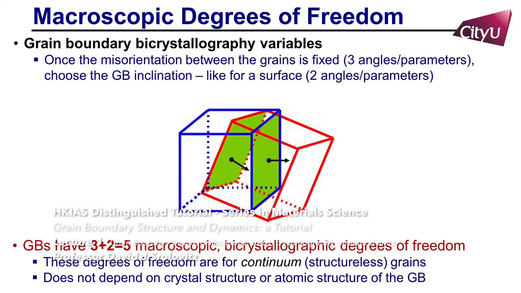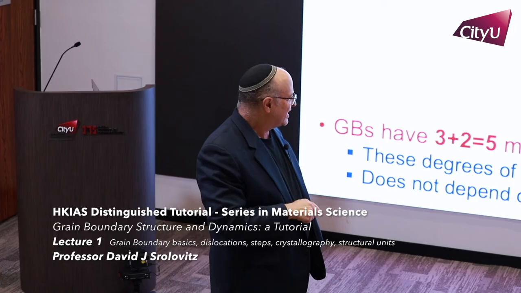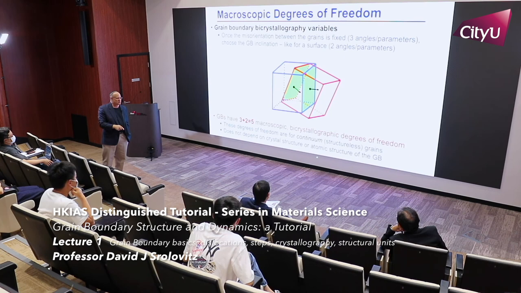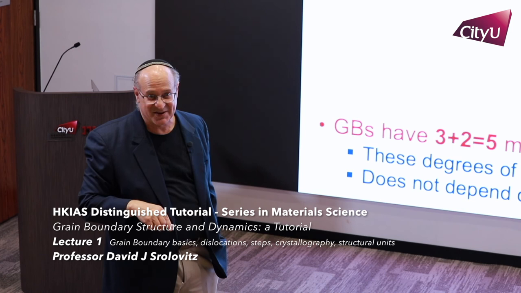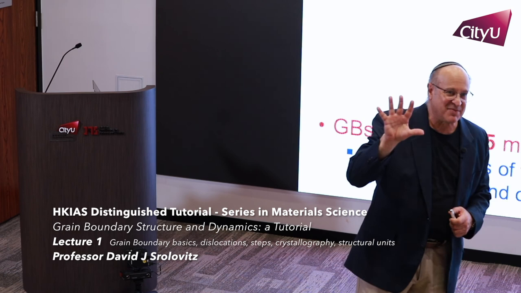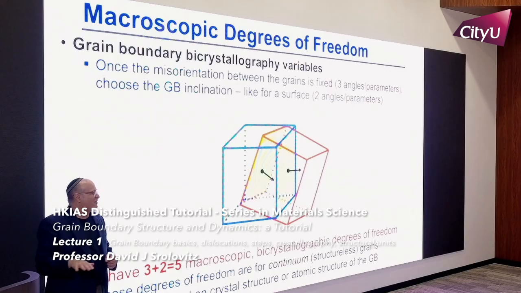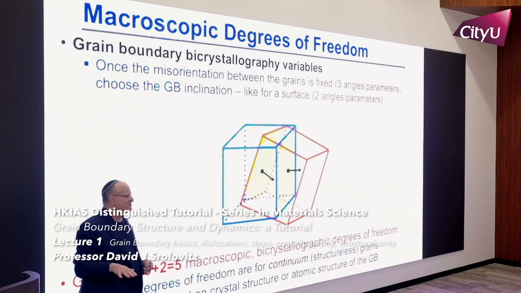And one of the things we've done here is we're not really worried so much about what the structure of the crystal is. So this idea works for structureless grains, right? All I need is to be able to draw some axes in there, but that's all. So it doesn't depend on the crystal structure or the atomic structure of the grain boundary. That's all a separate issue, which we'll talk about next, okay? So again, 5 macroscopic degrees of freedom. Now we'll talk about the microscopic degrees of freedom, okay? All the stuff up to now is we're just learning how to count. Counting is important.